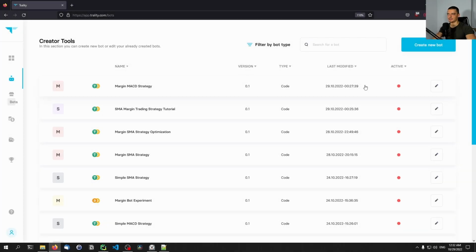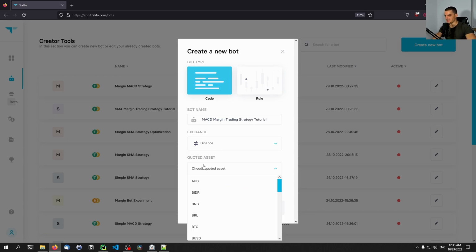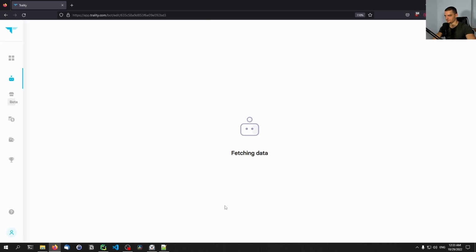Now let us move on and implement another margin trading strategy. We're going to create a new bot, and this time we're going to use the MACD indicators. So we're going to call this MACD margin trading strategy tutorial. I'm going to go with Binance again, and I'm going to go with the USDT quoted asset.